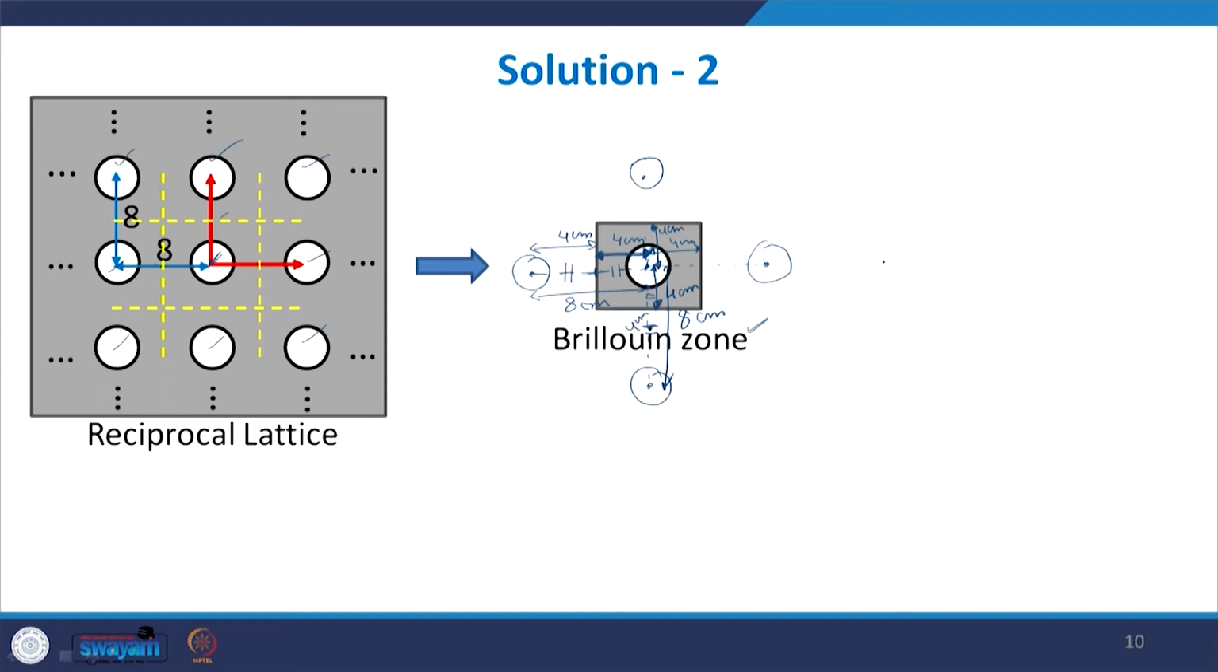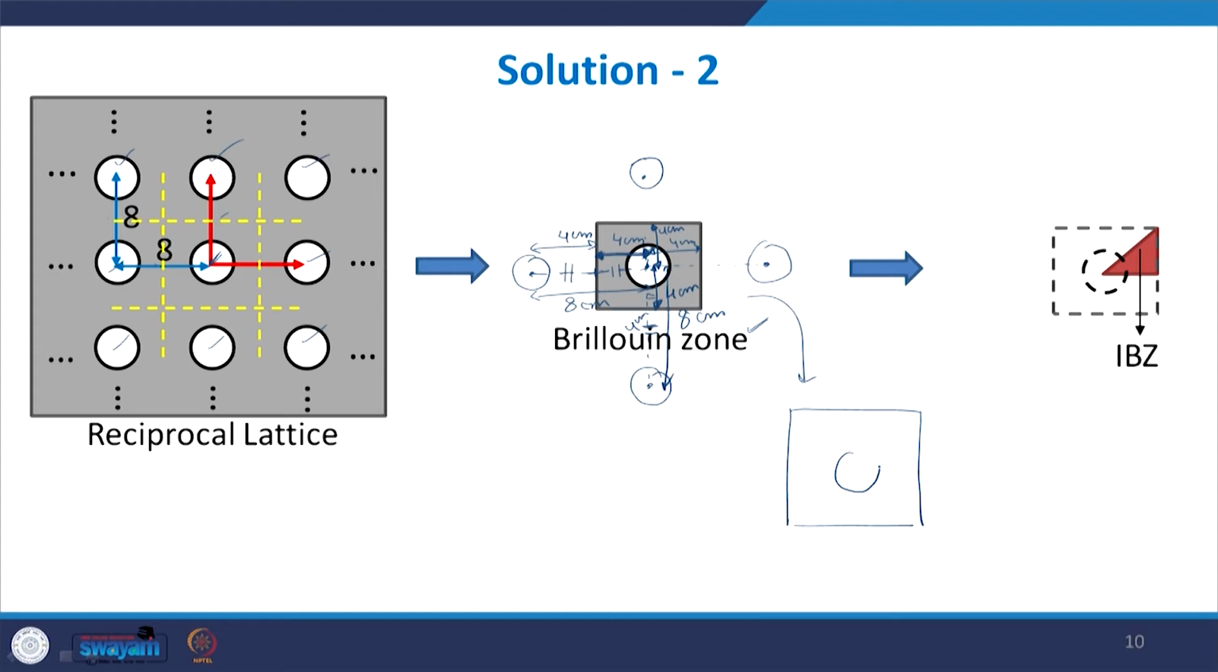So what you get here is that this is the Brillouin zone and this is the IBZ. I will just draw the Brillouin zone here first. The Brillouin zone that you obtain is a lattice point and a volume of space surrounding it to create a square kind of area, and the length here is 4 centimeters, 4 centimeters and 4 centimeters, and this is also 4 centimeters and 4 centimeters.